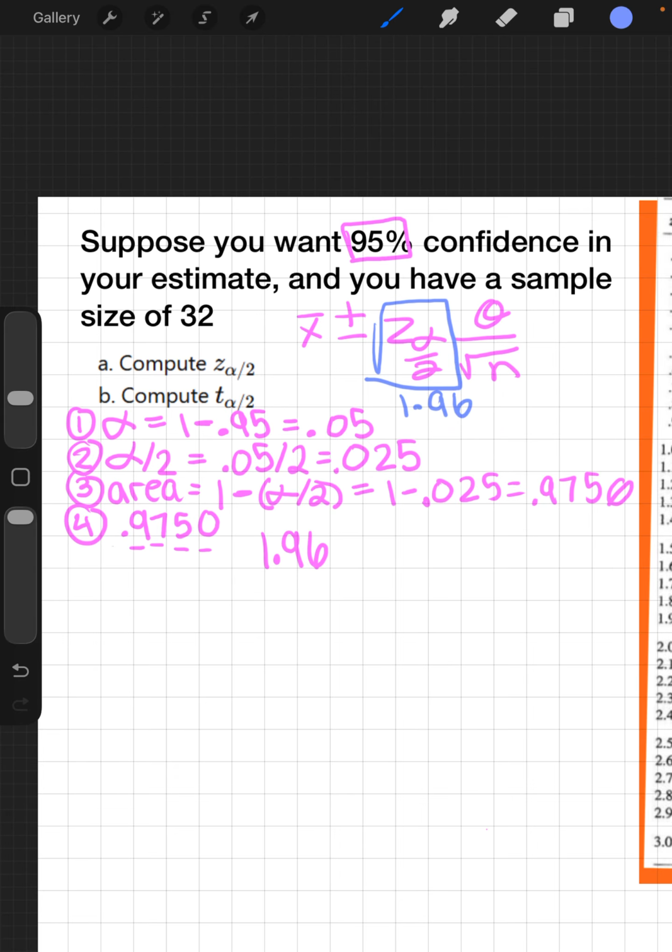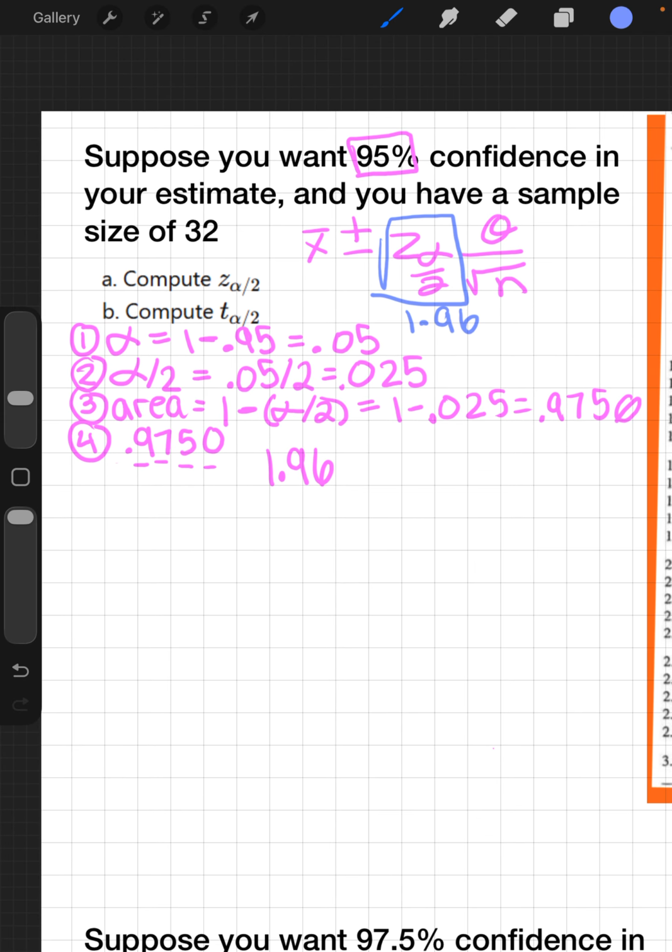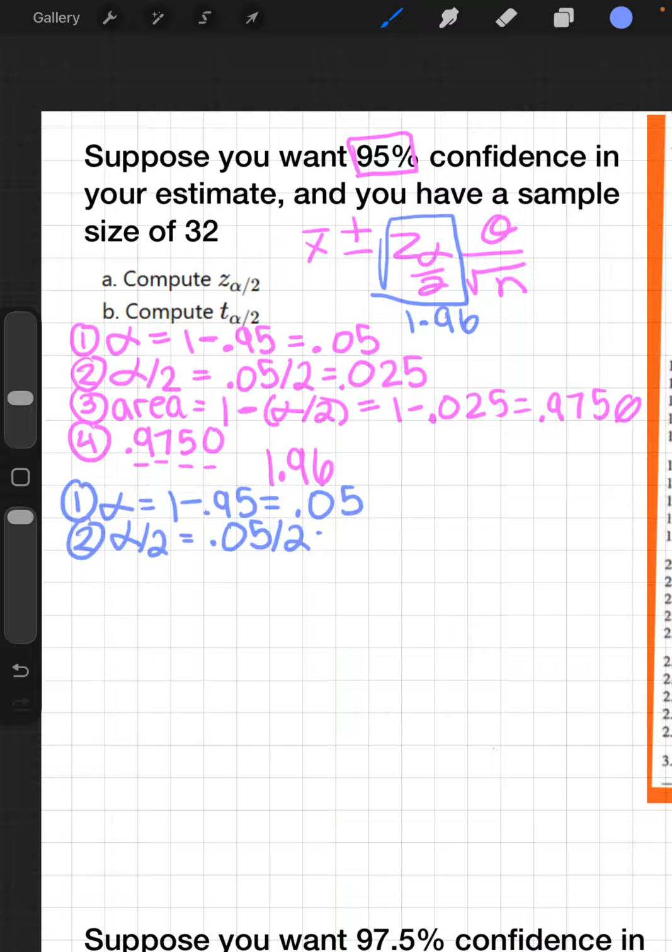And now I'm going to do t again. The first two steps are the same. I'm going to find alpha, which is 1 minus 0.95, 0.05, and then alpha divided by 2: 0.05 divided by 2 is 0.025.